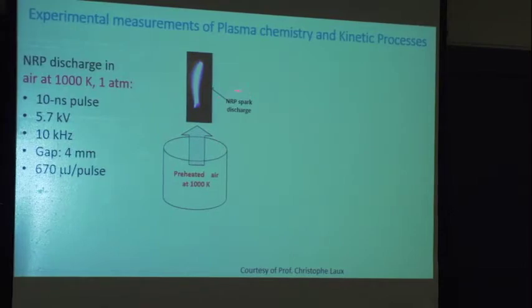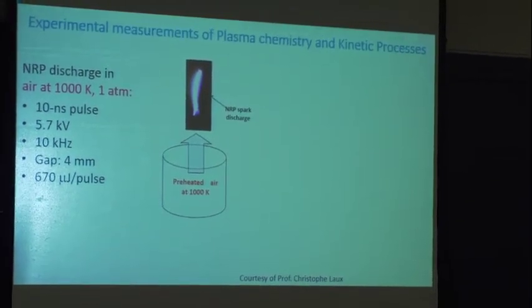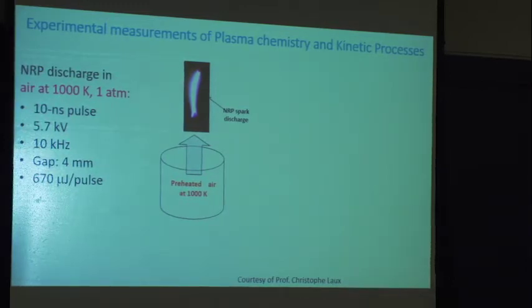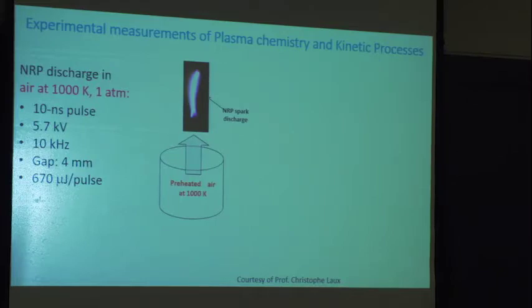And this is the next thing we try to talk about. What are the kinetic processes? We talked about the electrical properties and plasma property measurement, and then we try to think about what the kinetic processes in a plasma are. I think this experiment was done in France by Professor Christophe Laux. They are using a 10 nanosecond plasma discharge between needles, driven with 5.7 kilovolts at 10 kilohertz, with a gap of 4 millimeters, and dumping probably less than a millijoule per pulse. And we put it here.